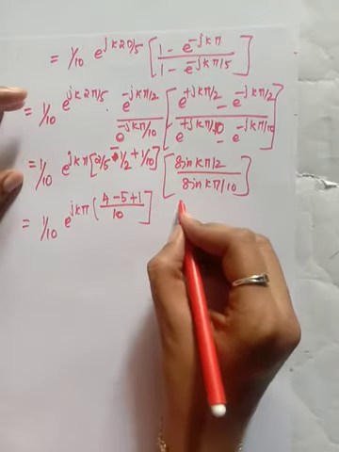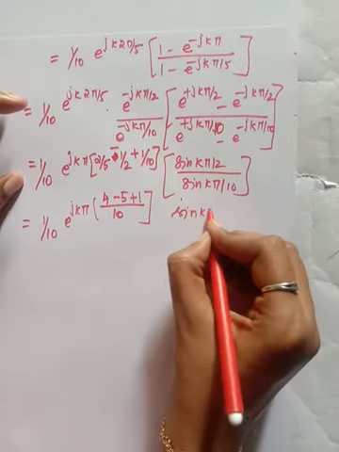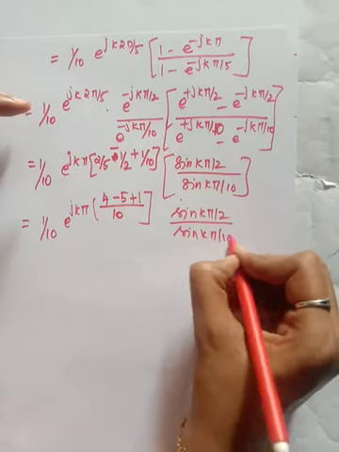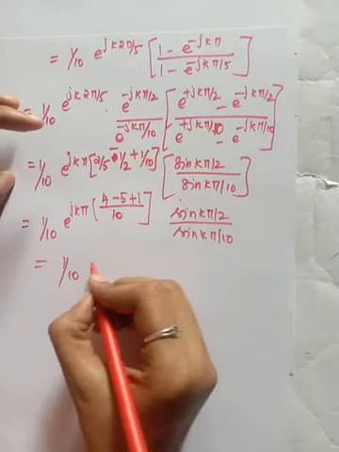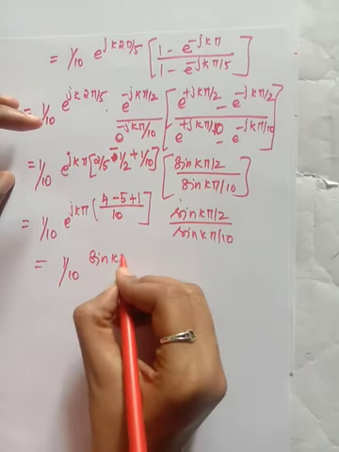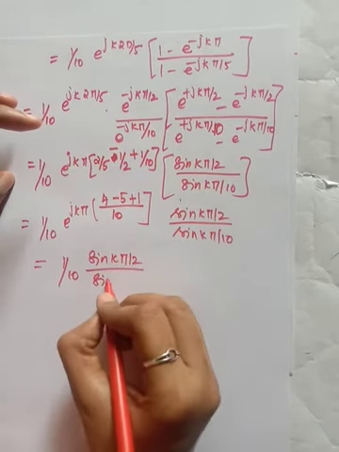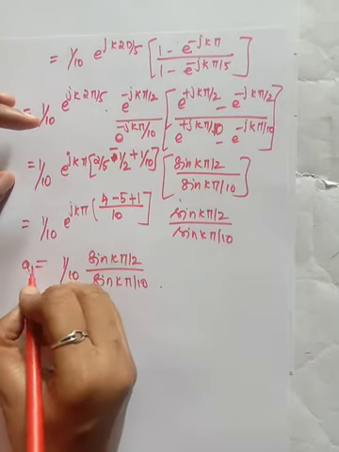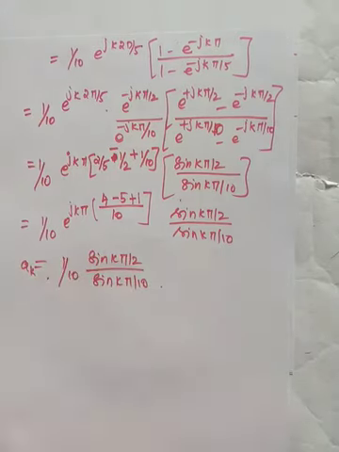So e power 0 is 1. So sin(kπ/2) divided by sin(kπ/10). So here you will get 1/10 times sin(kπ/2) divided by sin(kπ/10). So now this is what your a_k is.